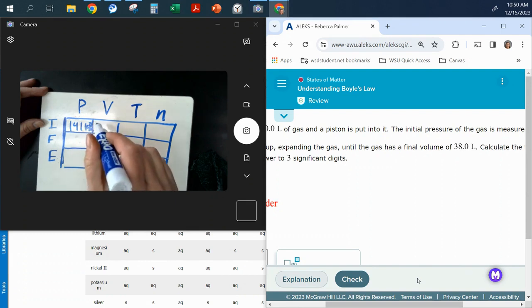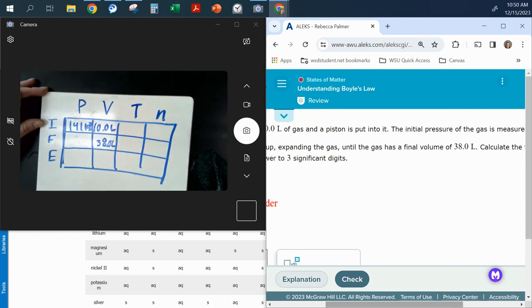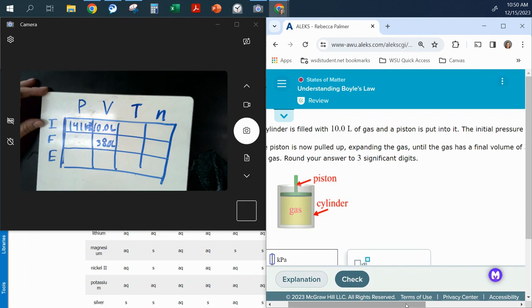Initial volume is 10. I missed that. Okay, so it didn't say anything about the temperature, so the temperature didn't change. It didn't say anything about adding or changing the number of particles that we have, so those are the same, okay? So we're just looking at pressure and volume.